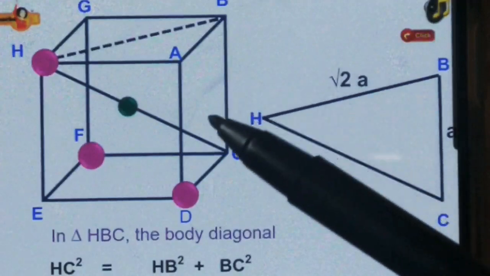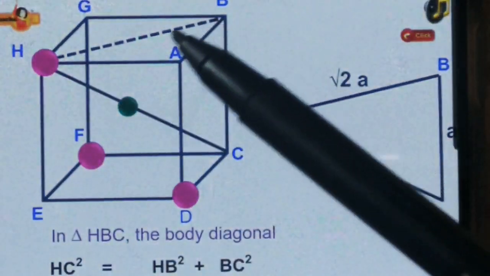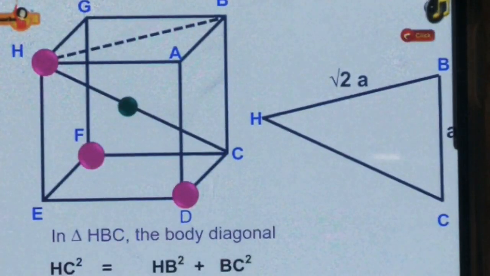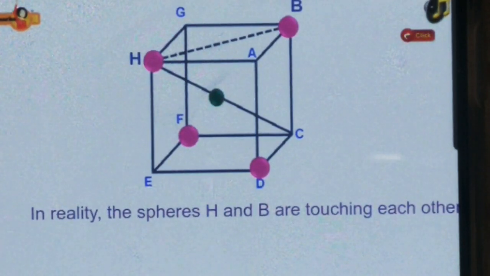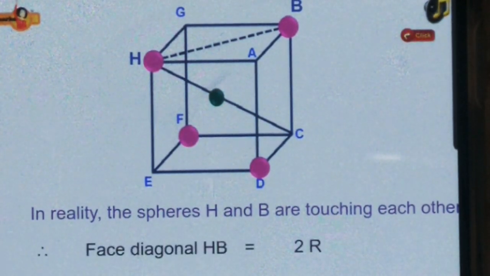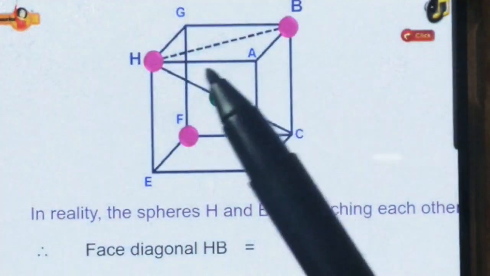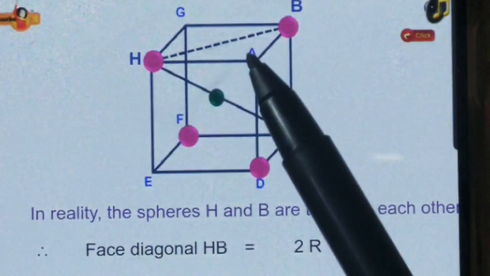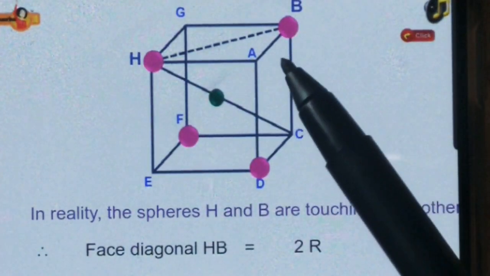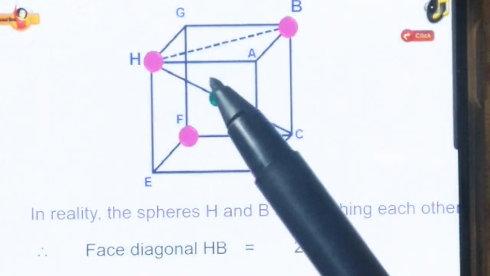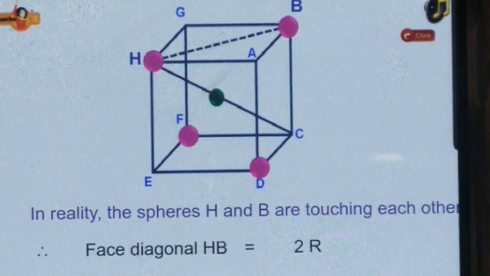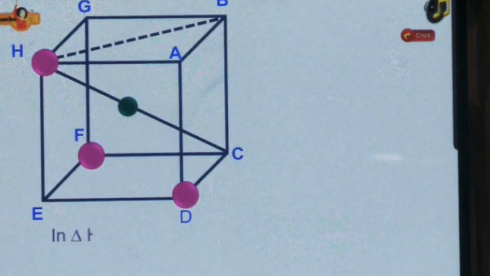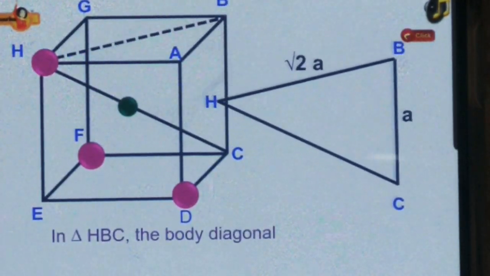How is BH root 2 A here? BH we already discussed in our last topic. Look at this. If we put the value of this HB as 2R, and if you keep AB as A and HA as A, then according to Pythagoras, HB will be root 2 A. That value we are taking here.